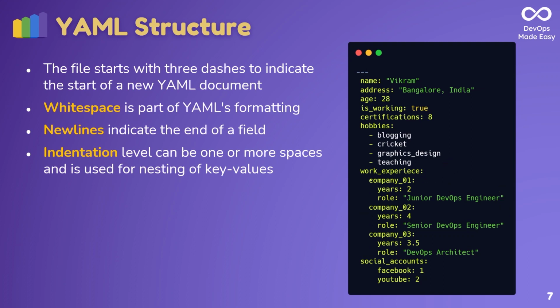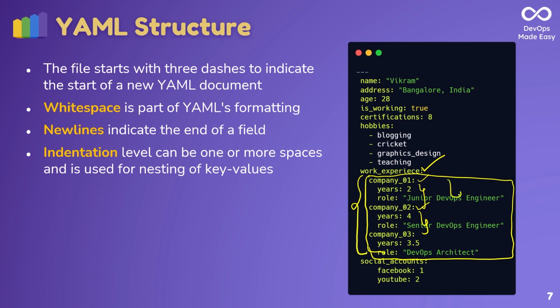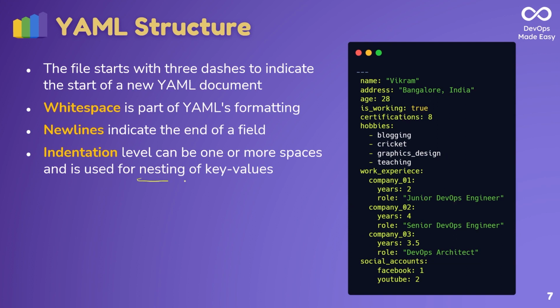Okay, so this complete part here, again it is a dictionary because it has key value pairs. Company one is a key and these are values. Company two is a key and these are values. So for work experience, this complete part becomes a value, and inside this value, again we have key value pairs. That indicates a nesting of key value pairs.